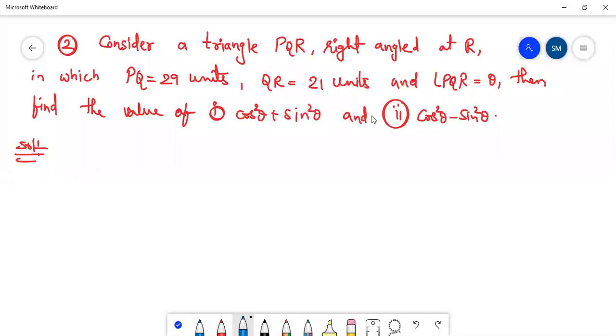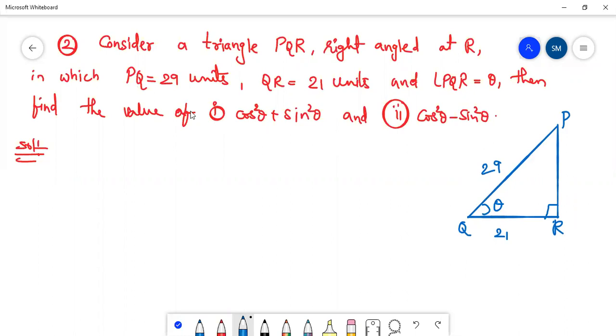Consider a triangle PQR right angled at R. We can draw the triangle right angled at R. This is P, it is Q. In which PQ equal to 29 units, QR equal to 21 units, and angle PQR is theta. Then find the value of cos square theta plus sin square theta, and second one, cos square theta minus sin square theta.